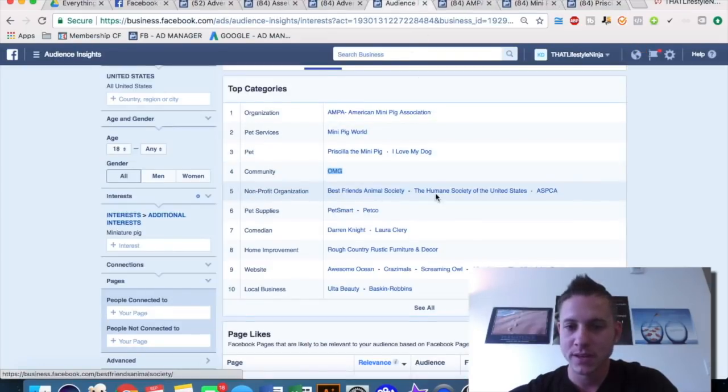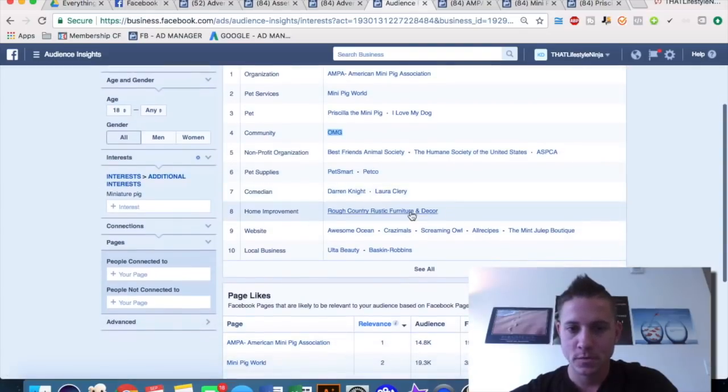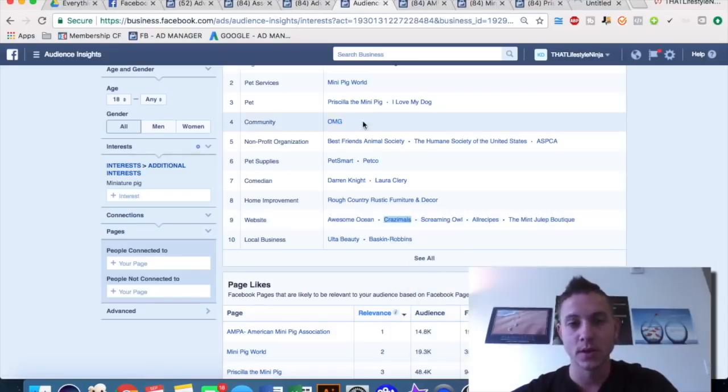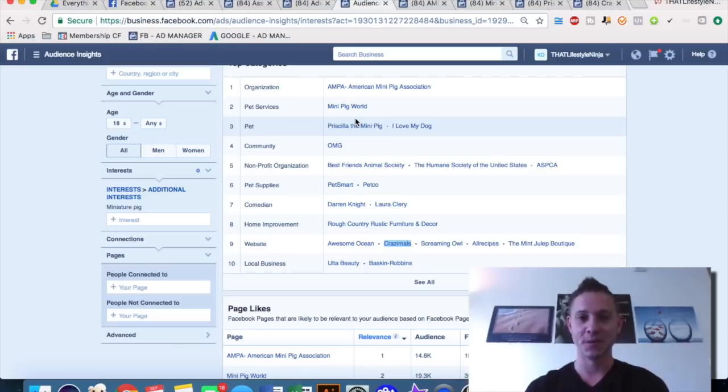Best Friends Animal Society, Humane Society, PetSmart, Rough Country Rustic Furniture and Decor. So you'll see that some of these are not as applicable as others, but some are incredibly applicable, right? Priscilla the mini pig is perfect. Mini pig world, I cannot imagine a more perfect targeter on Facebook than people who like mini pig world.